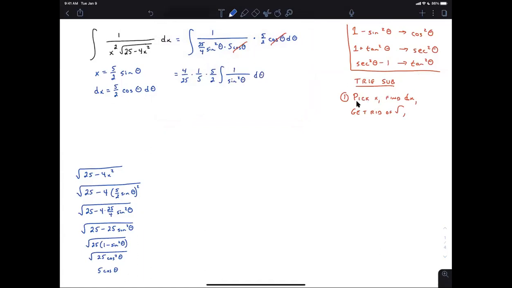Okay, so the steps in trig sub: the first step is you pick x, you find dx, you get rid of the square root, you plug stuff in, and you simplify down. That's a lot of stuff for one step, but what we're going to see is that when we go through trig sub, that first big step is always basically the same. Once you get used to it, it's actually fairly easy at this stage. You pick x, you find dx, you do the square root stuff, you plug everything in, pull the coefficients out, and simplify down. And now you've got this brand new integral.